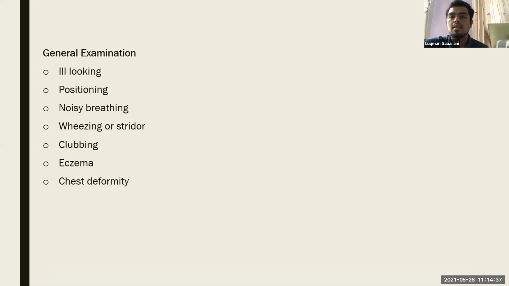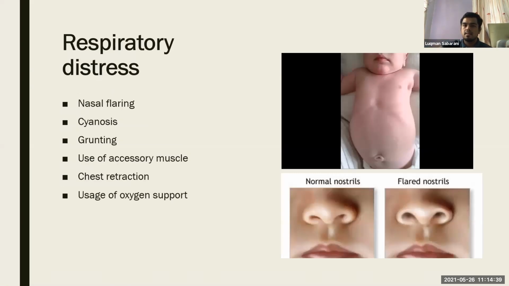Next are several signs of respiratory distress, for example nasal flaring, cyanosis, grunting, use of accessory muscles, chest retraction, and usage of oxygen support. In this picture, I provide you an example of flaring nostrils and also chest retraction.